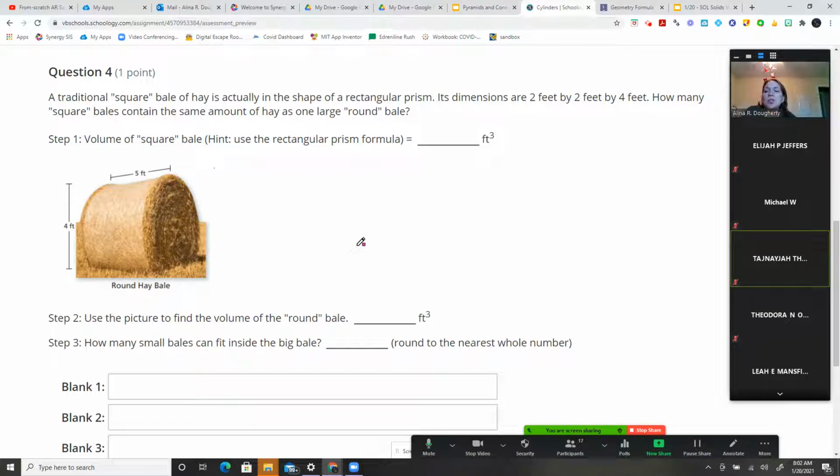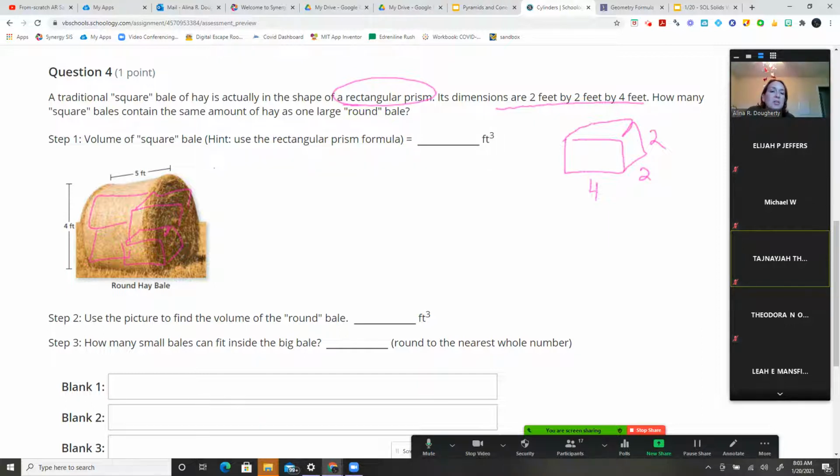A traditional square bale of hay is actually in the shape of a rectangular prism. The dimensions are 2 by 2 by 4. That's not pictured, so I'm going to sketch it. How many square bales of hay contain the same amount of hay as one round bale of hay? What they're asking is how many rectangular prisms can I fit inside this bale of hay. That's what it's asking me.